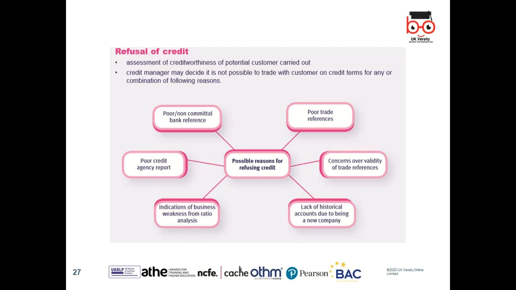So we can refuse credit. Poor or non-committal bank references, yes, if we have not got one. Poor credit references, we need to be concerned about the validity of the trade reference. Lack of history, a new company, or how many years it has operated, indications of business weakness from the ratios, and poor credit agency reports. All of this leads to us refusing credit if we have these things. We can set policies and evaluate these things.